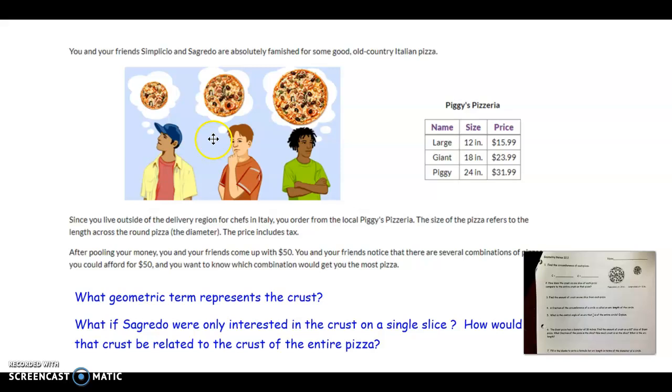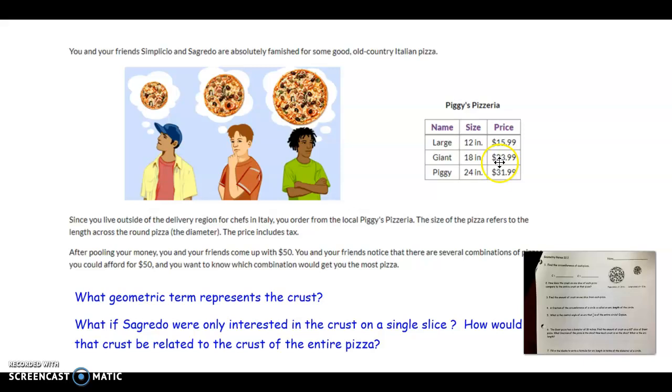So the opening exercise here is talking about three friends who are ordering from a local pizza joint, and it says the size of the pizza in names is large, giant, and piggy, and then the size in inches is given. Now the size in inches is referring to the length across the pizza, which we know is called the diameter. So anytime you're at a pizza place, like maybe Brick Oven, and you're ordering a 10-inch pizza, that's what that means. The diameter is 10 inches.